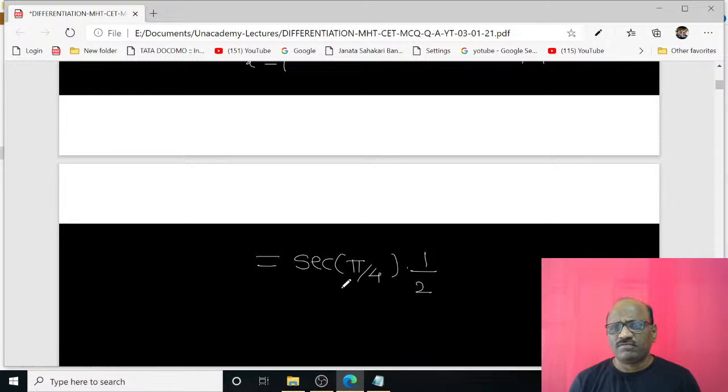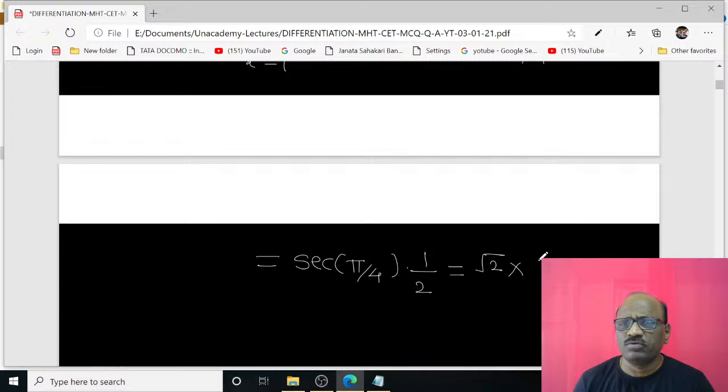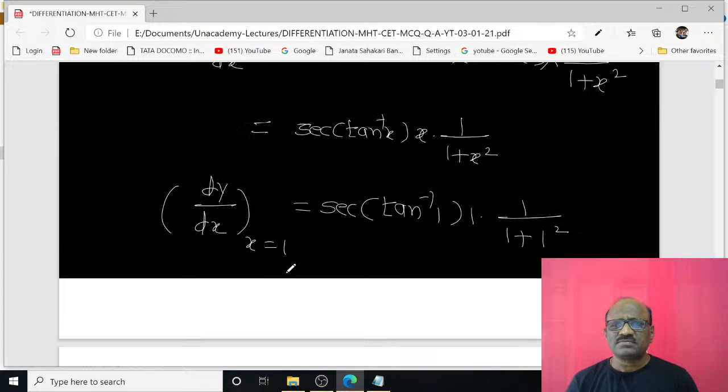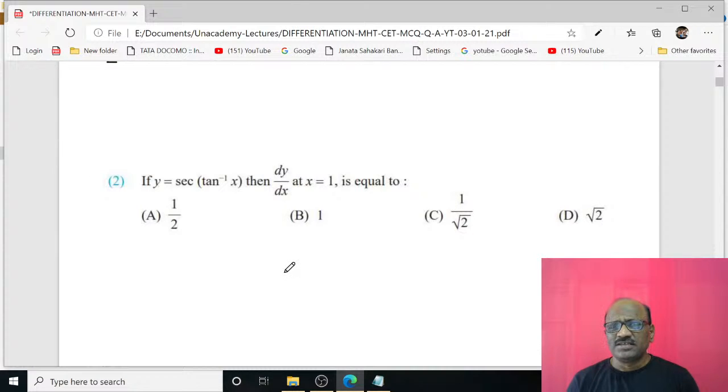But what is the value of sec of pi by 4? The value of sec of pi by 4 is root 2. Therefore you will have here root 2 into 1 upon 2, and overall you will get the answer 1 upon root 2. Therefore the option C is the correct one here. Now we'll take the next question.